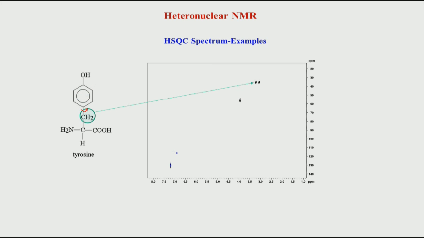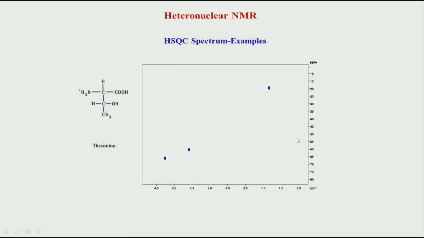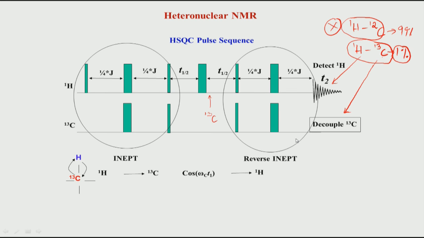In HSQC, you can see there is no splitting. The reason is that during this portion of the time, because of this 90 degree pulse, the proton goes to the z axis. Okay. We are not going into mathematical details, I am just qualitatively explaining why there is no F1 splitting in HSQC, which is because the hydrogen during this portion, when the carbon 13 is having a chemical shift evolution, is along the z axis, and when the proton is along the z axis, it cannot be coupled to any other proton.